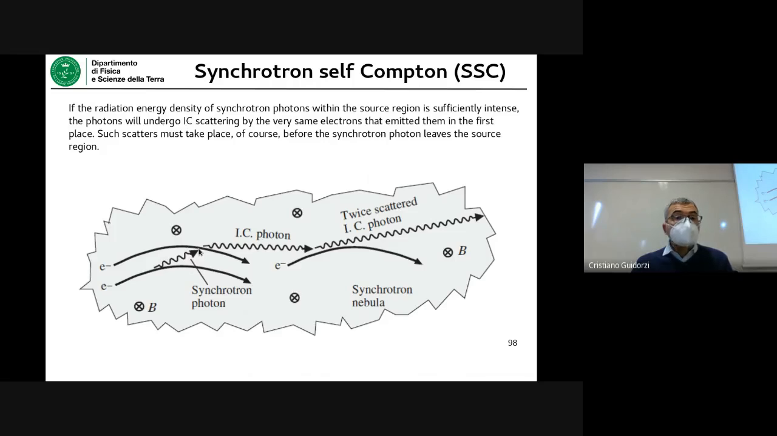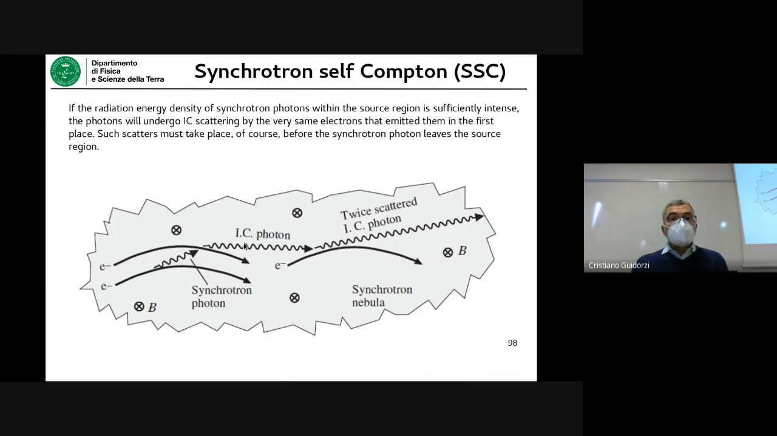But then, as I said, depending on the optical depth, on the size of the region itself, not only on the density of the photons and on the number of electrons, there is some probability that these photons that have been created through synchrotron get inverse Compton upscattered by another electron.